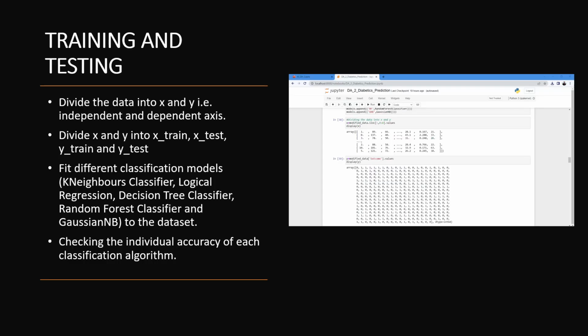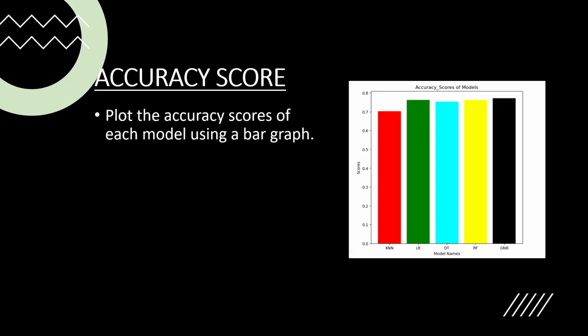After that, we will be training and testing our dataset. So to do that, we will divide the dataset into independent and dependent axes, and then we will fit different classification models such as logistic regression, Gaussian NB, etc. to the dataset. Then we will check the individual accuracy of each of those algorithms. We will plot those individual accuracy scores in the form of a bar graph.